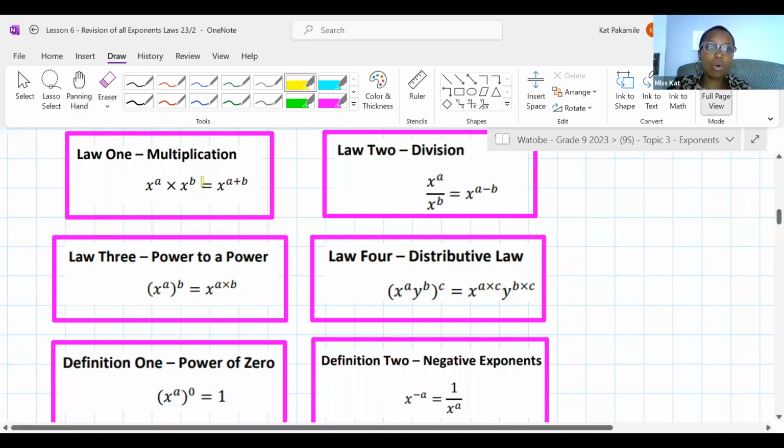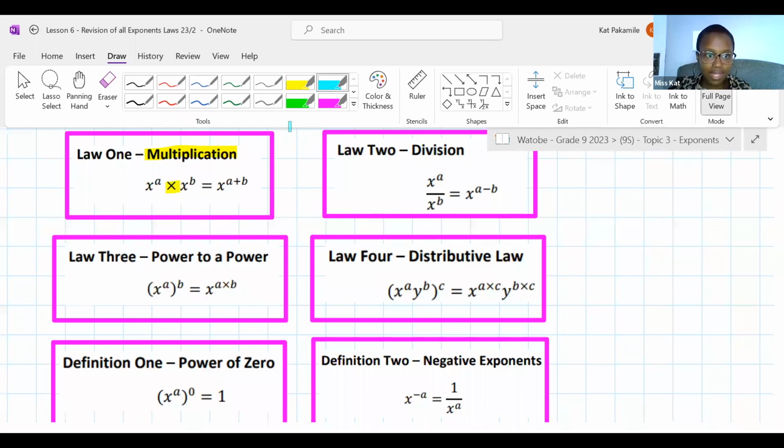Law number 1, multiplication. If you are multiplying and they have the same base, you see there's an x and an x base, not an x and a y or an x and a z, same base, then you add your exponents. I think this one is pretty straightforward. So law 1, multiplication: we're multiplying, we have the same base, we add the exponents. Hope you are with me so far.